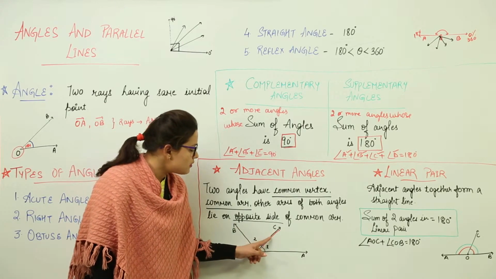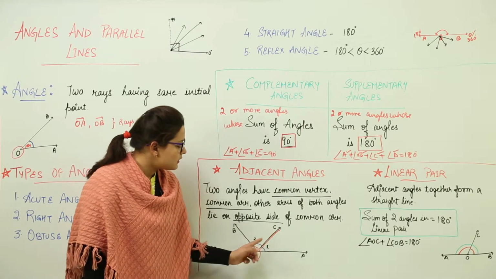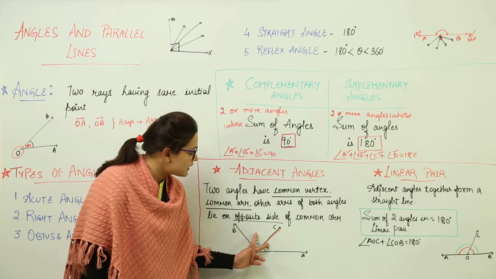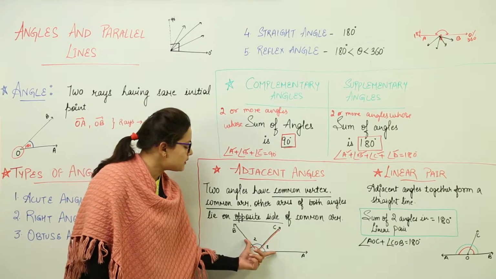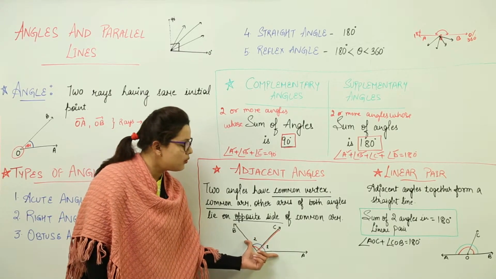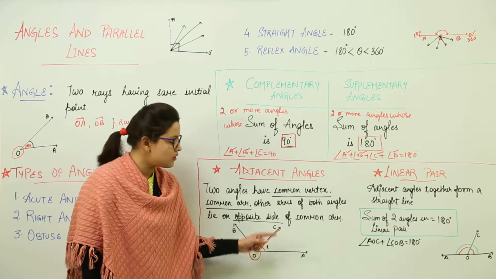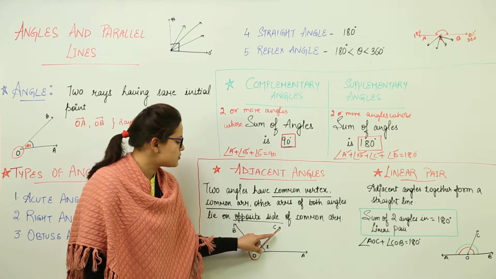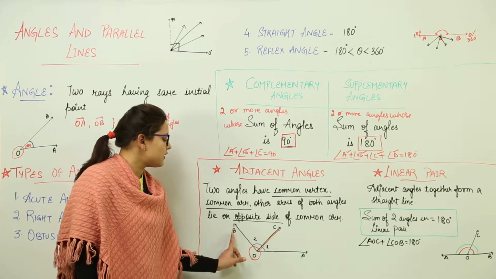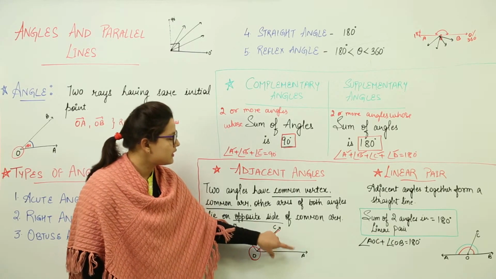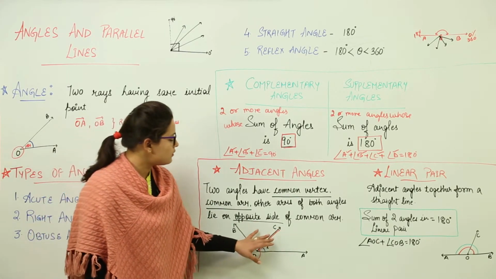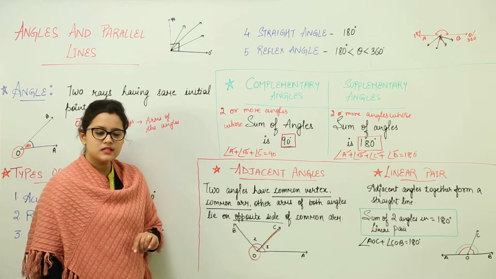So the common arm is shared by two angles, the common vertex is shared by two angles, and the non-common arms, that is OB and OA, are lying opposite to the common arm, that is, they are lying opposite to OC. One is lying to the left of OC and the other is lying to the right of OC. So we can say angle 1 and angle 2 are forming adjacent angles.